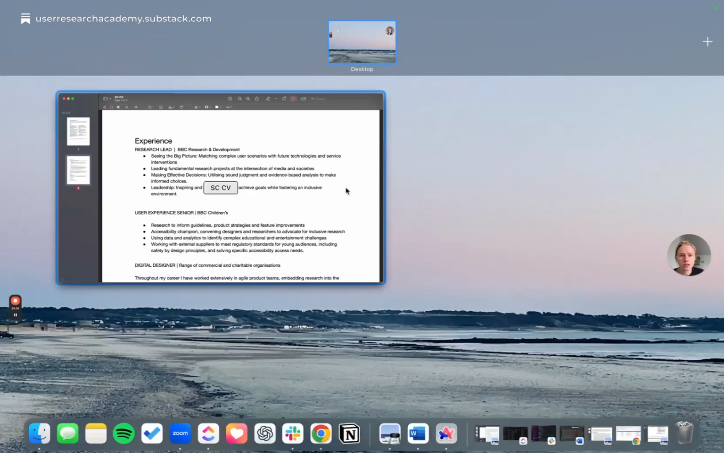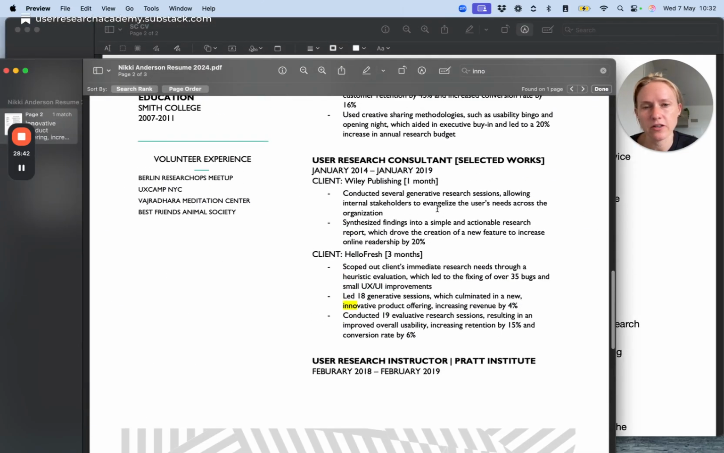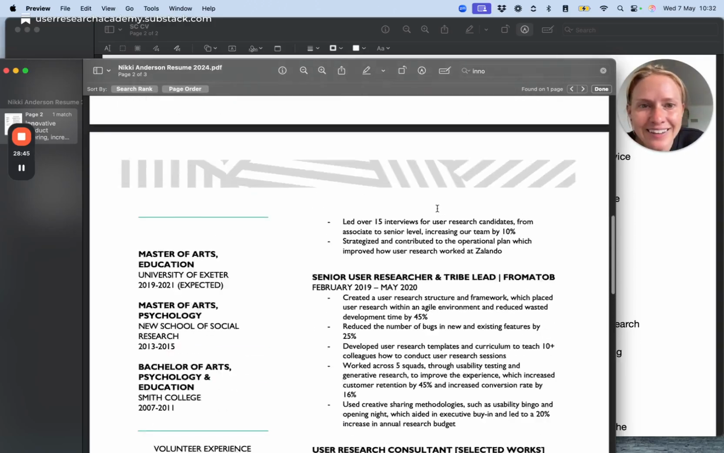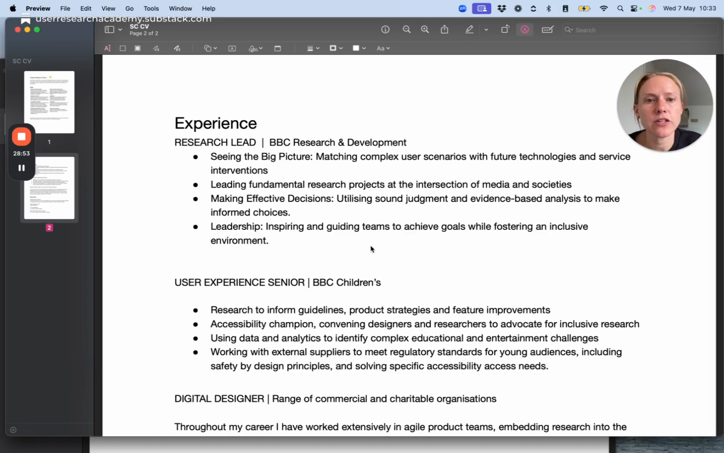Leadership is great. I'm just going to try and find. I know that my resume isn't the best resume in the world because I haven't updated it. So developed and managed 4 direct reports in both qualitative and quantitative research, leading to 2 promotions, right? So what is it that you have actually done for your team? What do you mean by achieving goals? Was your team able to achieve something in particular that they weren't able to before? Did you help them with achieving something in particular, and what was that?